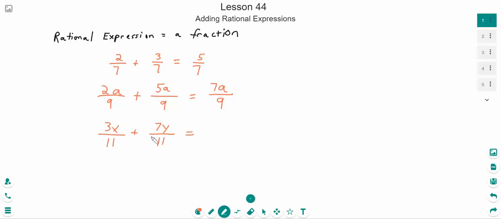Again, first step, look at the denominators and recognize that they are equivalent. So our new denominator will be an 11. We can do that much right off the bat without even doing any math. Secondly, we look at our numerators. Now we can add them. 3x plus 7y. These are not like terms, so that stays as a sum in the numerator. 3x plus 7y. There's nothing we can do. But we can place that whole sum over a single denominator.